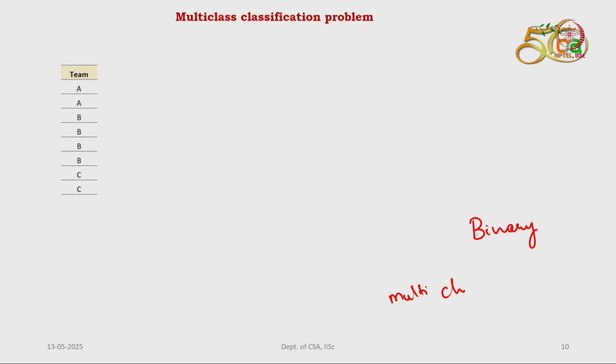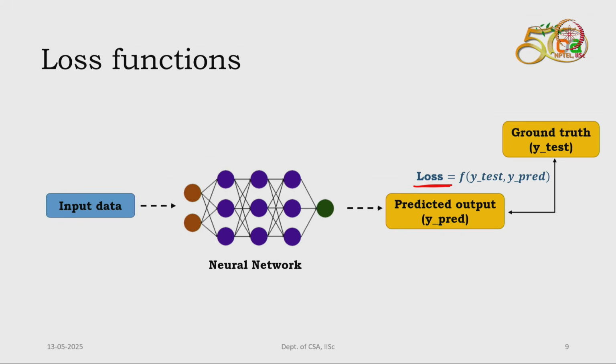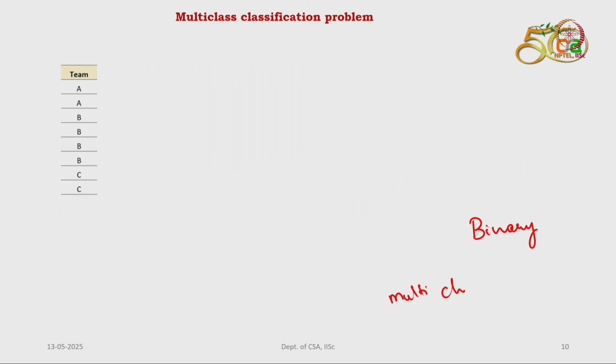Now, if we are solving a binary classification problem, what loss function will we use at the output layer? The loss function that we use for binary classification is binary cross entropy loss. Binary cross entropy loss function is what we are using.